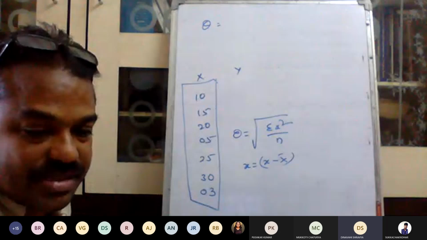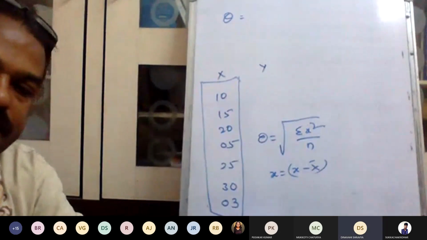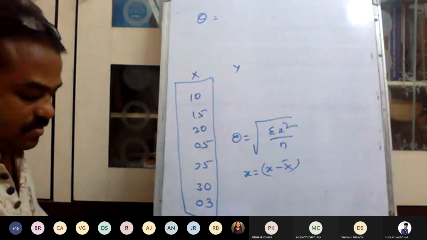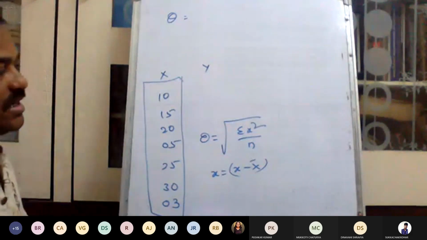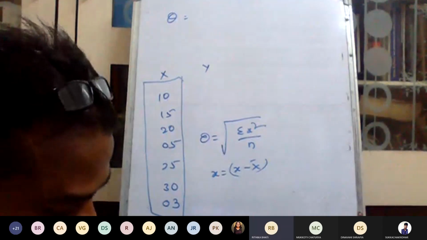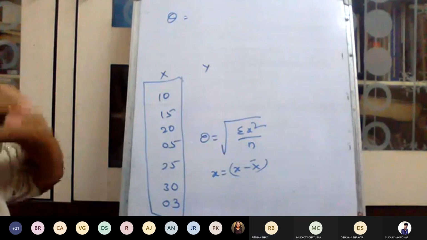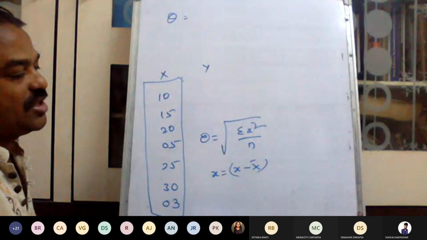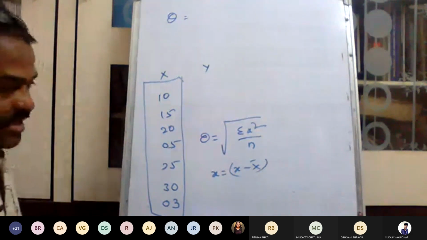Okay, understood. Is it not visible? It's visible. It was blurry for a second. Now? Yes? Sir, do we have mean, mode, median in here also? No, mean is very important. Only mean. Okay, sir.